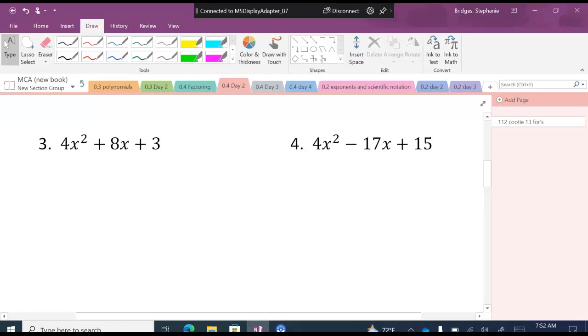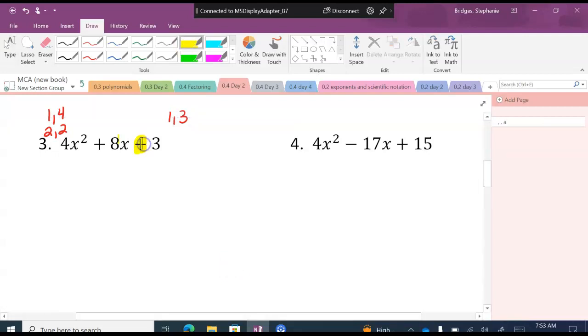So let's start with this one. I see some people struggling, and this is probably not the good one for me to let you try on your own since we hadn't done one like this. First of all, 4x squared, 8x, and 3, do they all have something in common? No. So we need to first list the factors of 4, which are 1 and 4, but also 2 and 2. And then we're going to list the factors of 3, which are just 1 and 3. We want to keep in mind what we're trying to do.